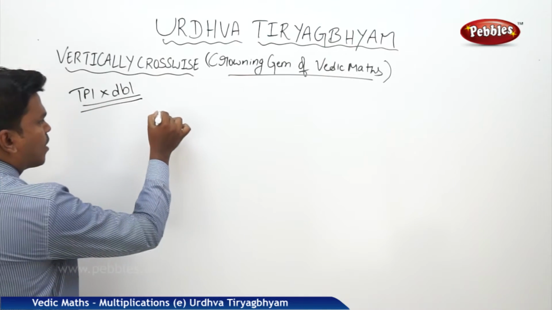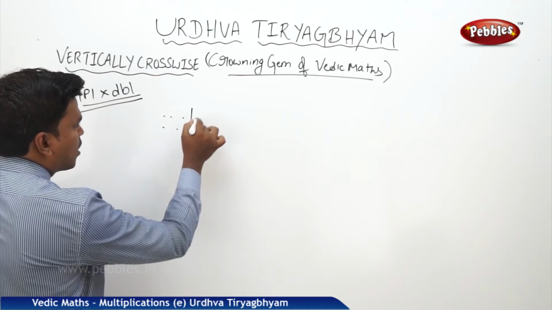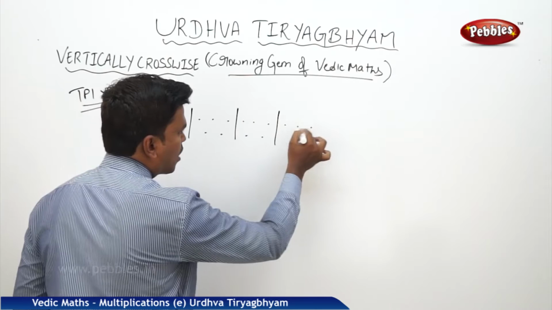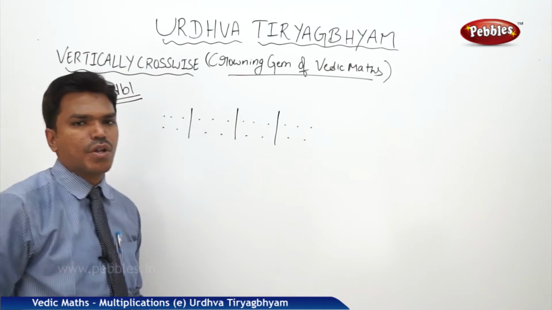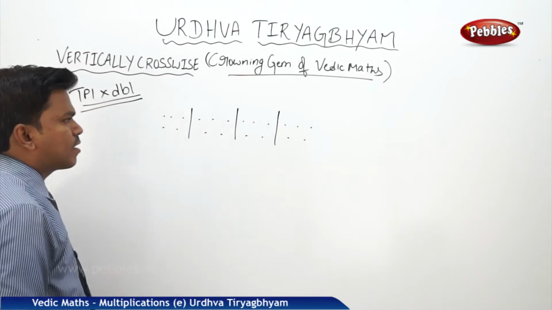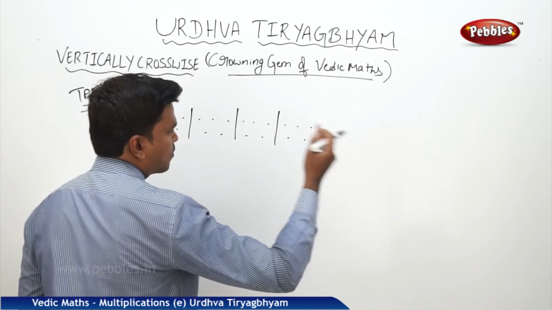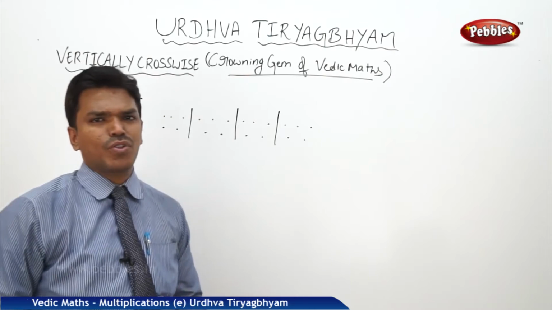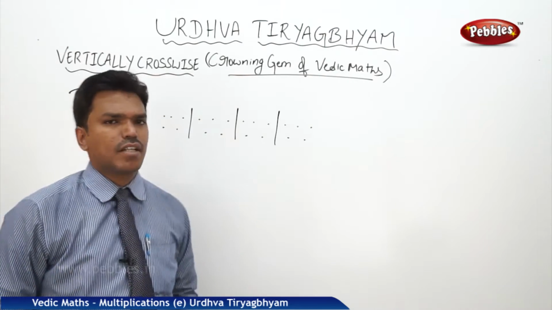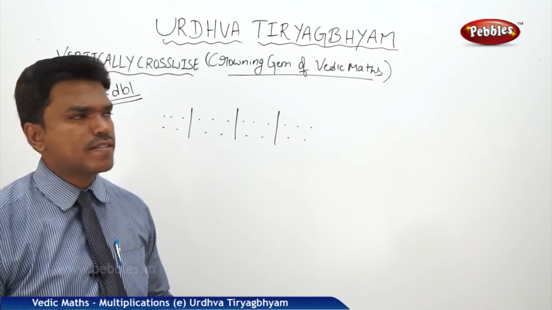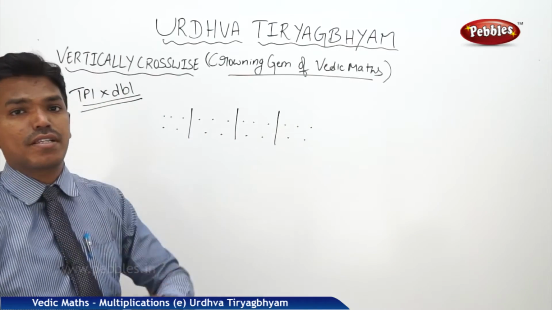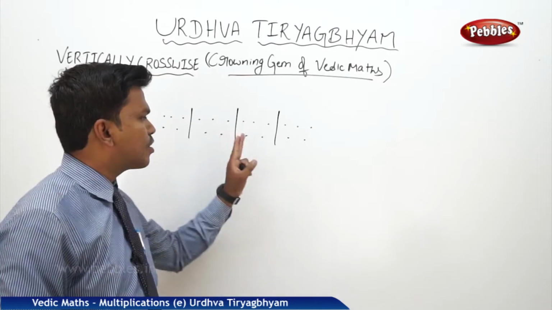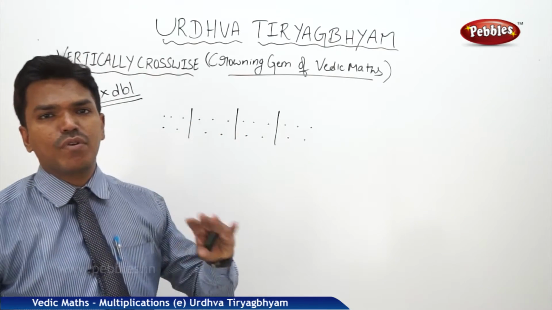So triple digit into double digit. Now you can see here, we have to start from the right side. Before starting from the right side, I want to ask you a small question. When I'm drawing the pattern, I'm putting some steps. So for double digit into double digit, I directly put 3 steps. For triple digit into double digit, I am putting 4 steps.